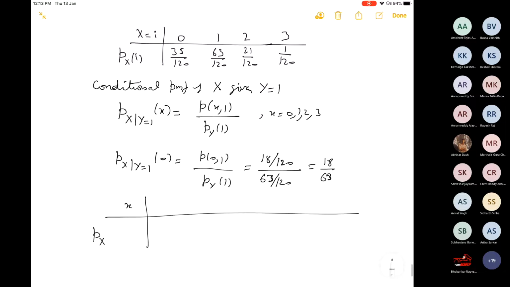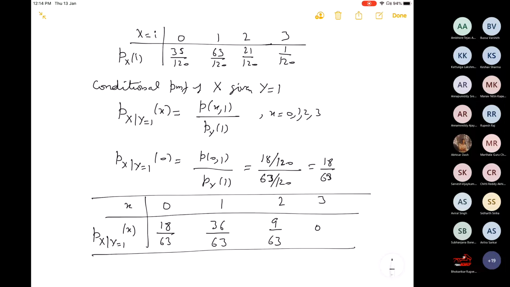What is p of x given y is equal to 1, for x equal to 0, 1, 2, 3? So this is 18 by 63, then next is coming out to be 36 by 63, 9 by 63, and this is 0. Just plugging in the values, choosing the corresponding values of x and y. Total is 1 here.